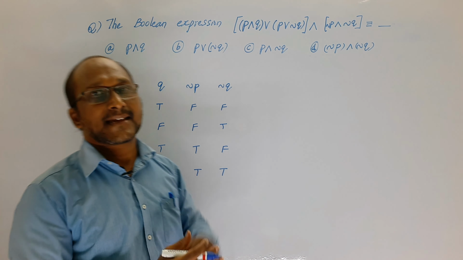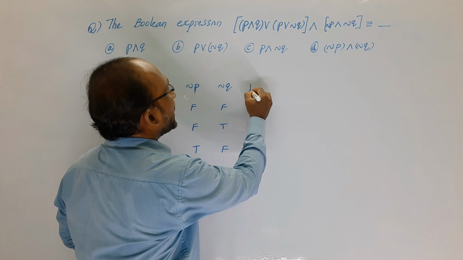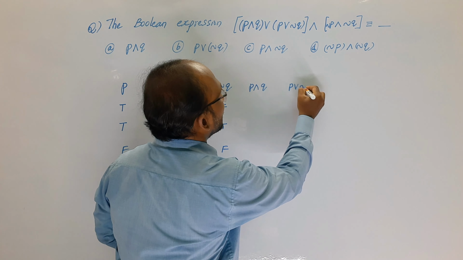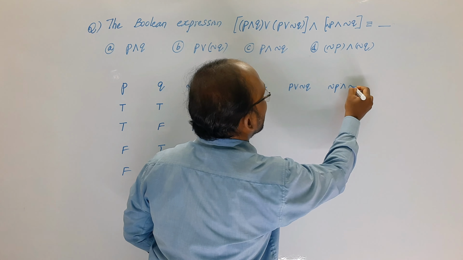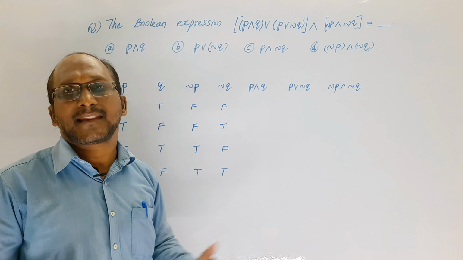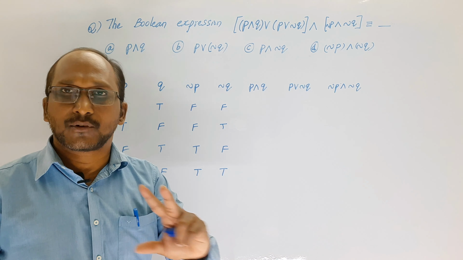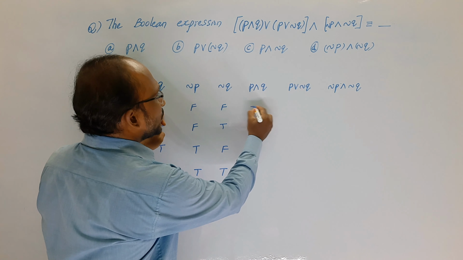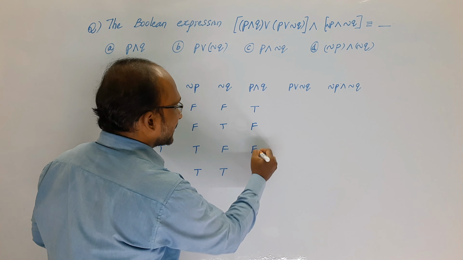After that, let us take compound statements which are given in brackets. The first one is P and Q, the next one P or negation Q, and the next one negation P and negation Q. Now it is very clear that it is the conjunction of P and Q. For the conjunction, the truth value is true only when both the statements are true. So only in the first case P and Q is true, and in the remaining three cases P and Q is false.